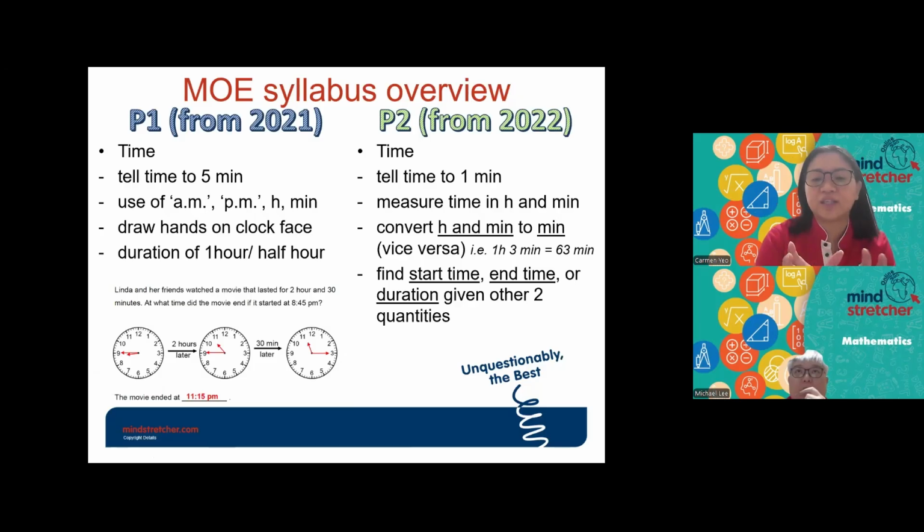So in such cases, they will be taught how to draw a timeline. Okay, we will teach the students how to draw a timeline, where to put the starting time, ending time, and how to calculate the duration in between. Okay, this is what is required in primary one and in primary two.